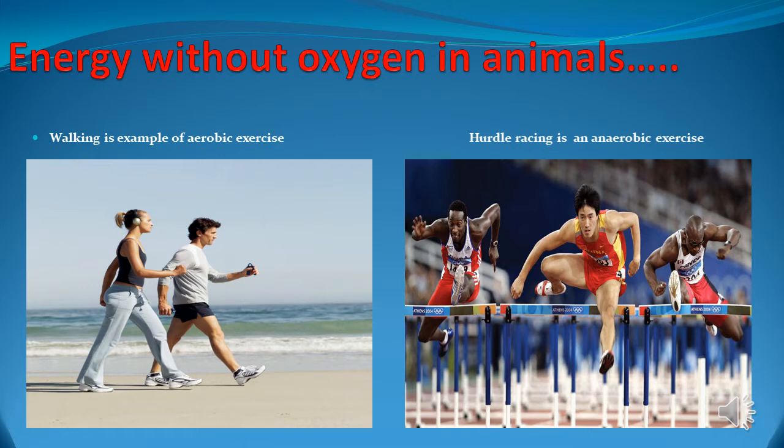Now I am going to discuss examples of aerobic respiration, which means respiration in the presence of oxygen, and anaerobic respiration, which means respiration without involvement of oxygen. In the diagram you are watching on your screen, on the left side 2 people are walking normally, and walking is an example of aerobic exercise. On the right side some athletes are shown crossing hurdles during a race, and hurdle racing is an example of anaerobic exercise.